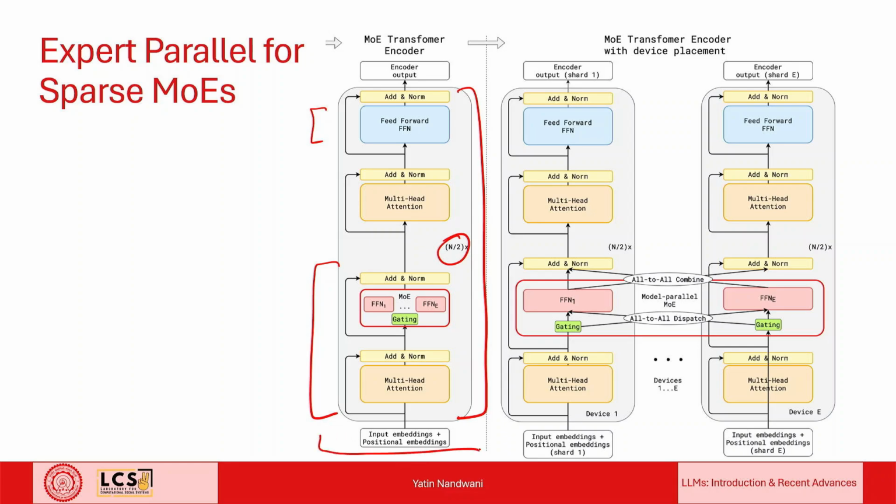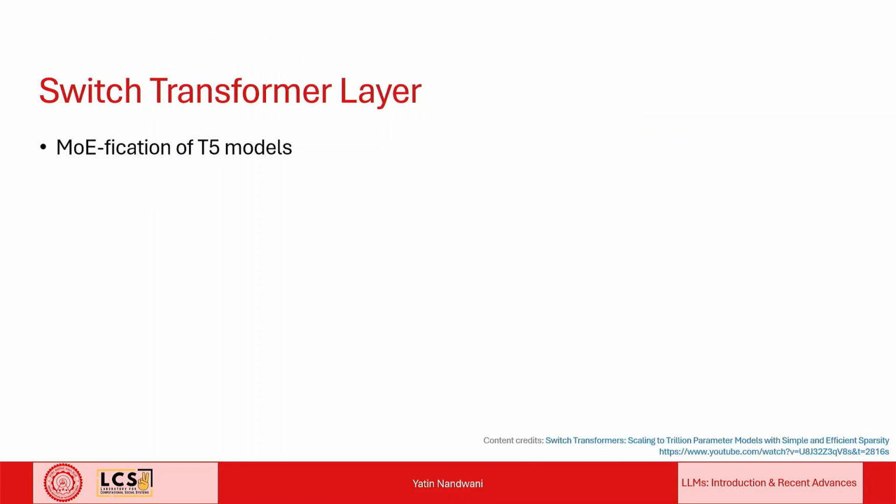On the left hand side, we have an architecture where everything is on a single device, meaning all the experts are lying here on the single device. On the right hand side, experts are on different devices. So expert 1, expert E, right? And there is an all-to-all communication that will happen.